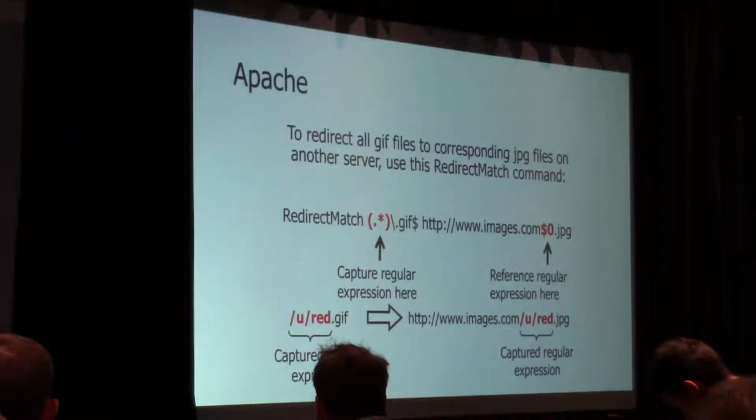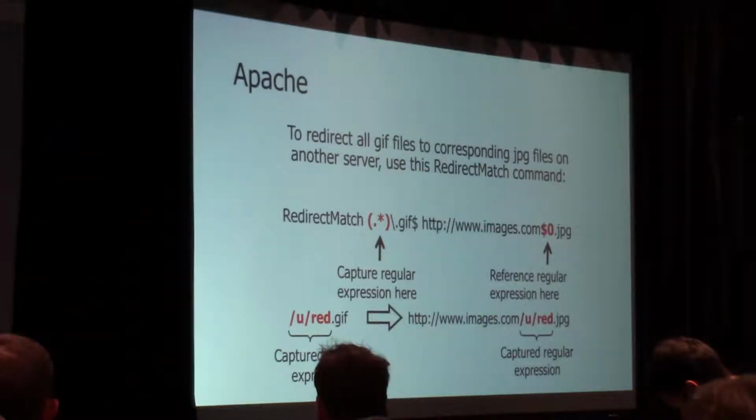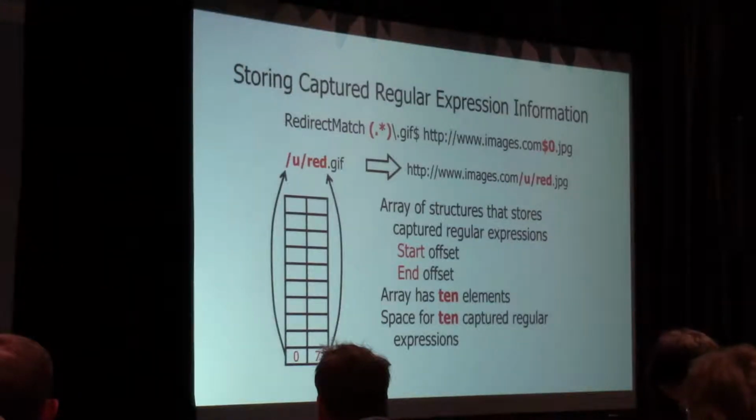All right. So here's another one. Apache has this RedirectMatch command. You use it to translate things like you read GIF into http://images.com, you read JPEG. It's a way of translating URLs again. And what you can do, and this pattern should be familiar to many of you, is you can capture the regular expression on one side and then reference it in the right-hand side. Turns out that they only have room to store 10 matches because they're storing the start and the end offset inside this array that has 10 elements.